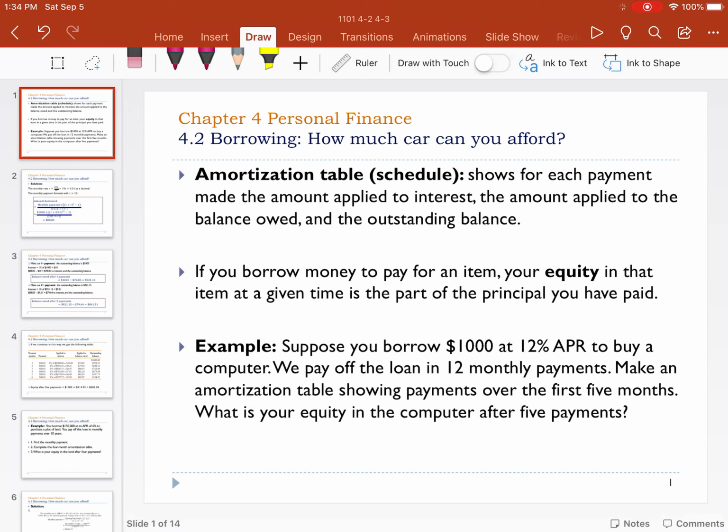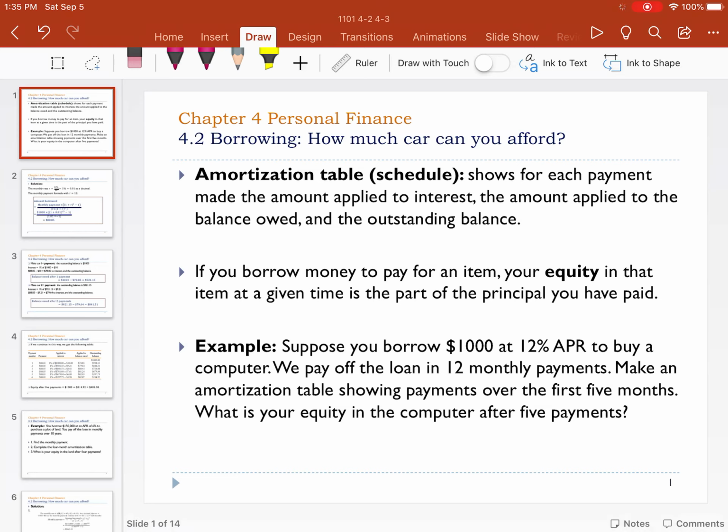But first of all, let's get started with an amortization table schedule, and it shows for each payment made towards your car or whatever you're buying, the amount applied to the interest, and then the amount applied to the balance, which is what you want to pay down, especially, and then the outstanding balance, what you still have left to pay, just in case you're thinking of doing a payoff. If you borrow money to pay for an item, your equity in the item at the given time is the part that you have paid. That's what you actually have put down as far as the balance is concerned, what you kind of own, basically, of the car. And it may be a smaller percentage than you think, especially in the beginning.